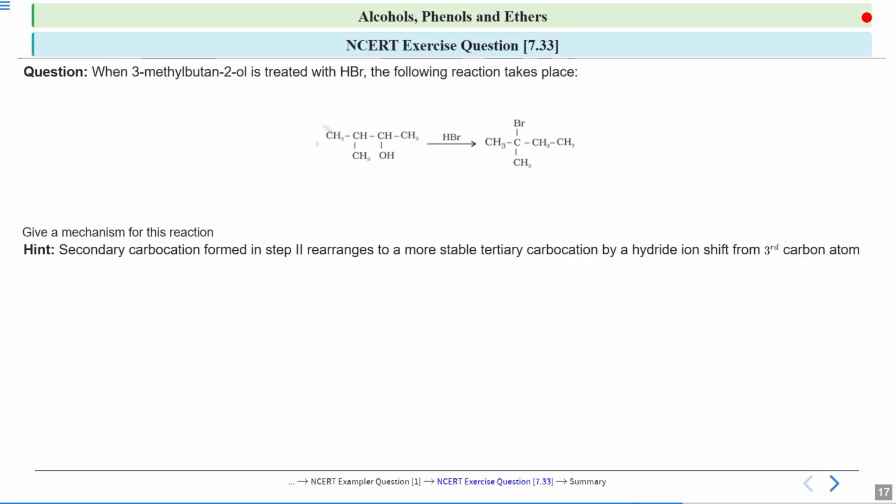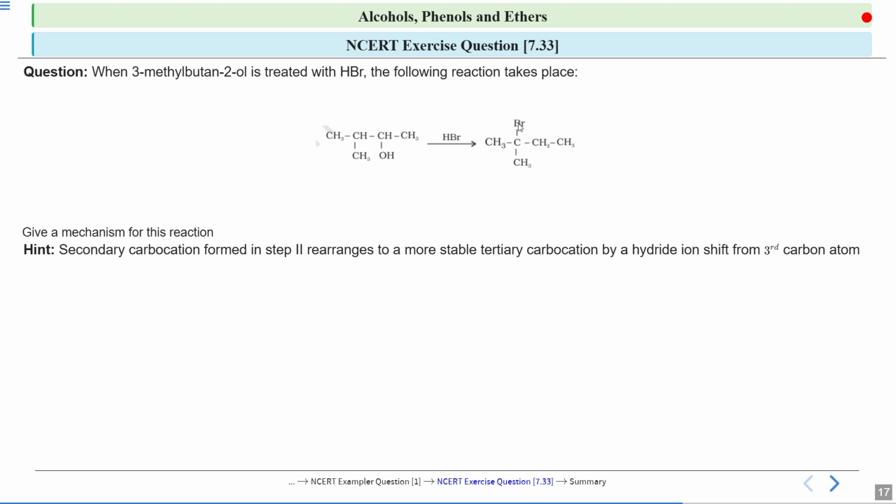Now let us move to the next question. The next question is NCERT exercise question 7.33. Now see, this question is saying when 3-methyl butane 2-ol is treated with HBr, that is hydrogen bromide, the following reaction takes place. So see, this is 3-methyl butane 2-ol, and when this is reacting with HBr, you can see this reaction is taking place, that this compound is forming. So you have to give a mechanism for this reaction. Reactant is given, product is given. So you can see in the product what is happening. This OH group is leaving and this Br gets attached to this position.